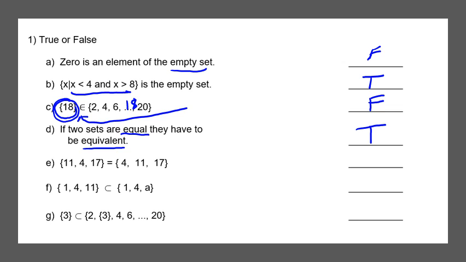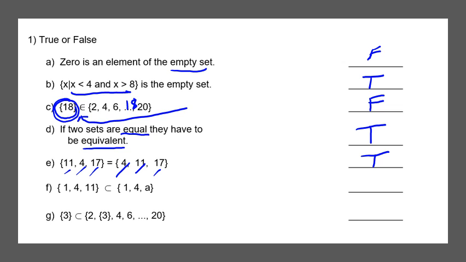E. Are these two sets equal? Well, the set on the left has an 11, the set on the right has 11. Set on the left has a 4, set on the right has a 4. Set on the left has a 17, the one on the right has 17. Both these sets contain the same elements. Order does not make a difference, so this is true.